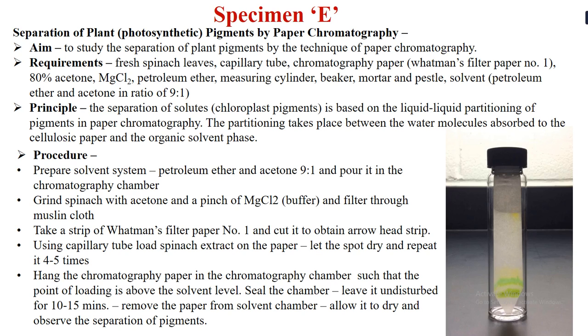Now MgCl2 or magnesium chloride acts as a buffer. When we say it acts as a buffer, it enhances the process of extraction of these plant pigments from the spinach leaves. Then you need a measuring cylinder, as you can see in this picture over here. You need a beaker, a mortar and a pestle to grind the spinach leaves, and of course the solvent system, that is petroleum ether and acetone, in a ratio of 9:1.